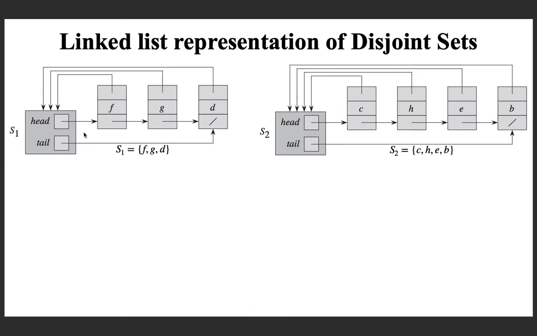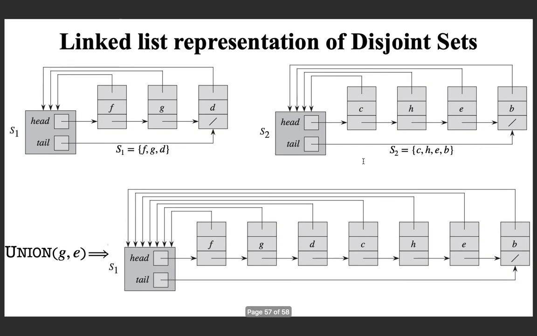Now suppose you are given two disjoint sets S1 and S2 and you want to take their union. Maybe if you look at an edge like DC, you have to find the union of these two sets. So what you can do is, if you say union GE, G is in one set and E is in the other set, so you will combine them. So what you did is, you retain this part and then the next of D is set as C and you go like that.